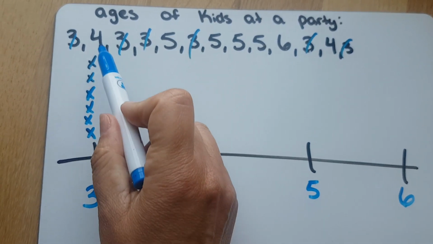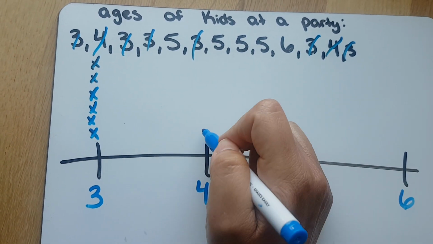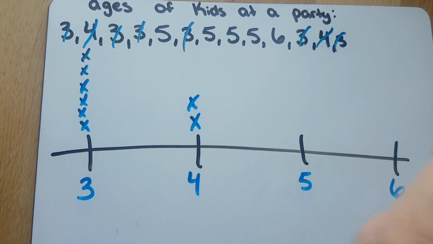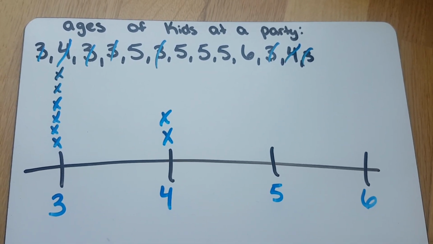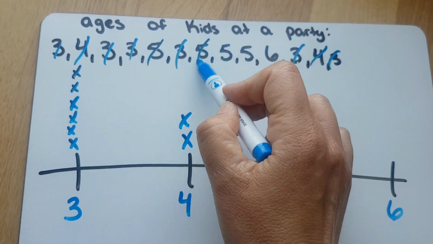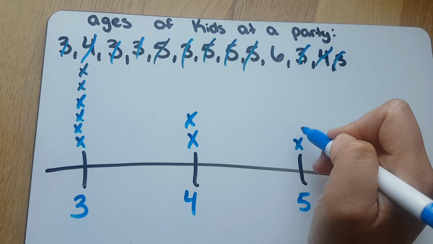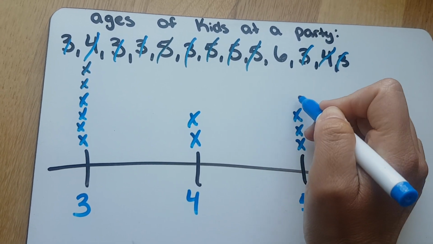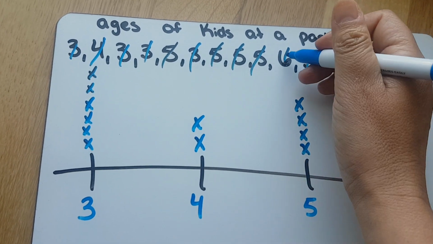How many 4-year-olds do I have? Well, I have 1, 2. My 2 X's represent that I have 2 4-year-olds at this party. How many 5-year-olds? 1, 2, 3, 4. 4 5-year-olds. And the only thing I have left is 1 6-year-old.